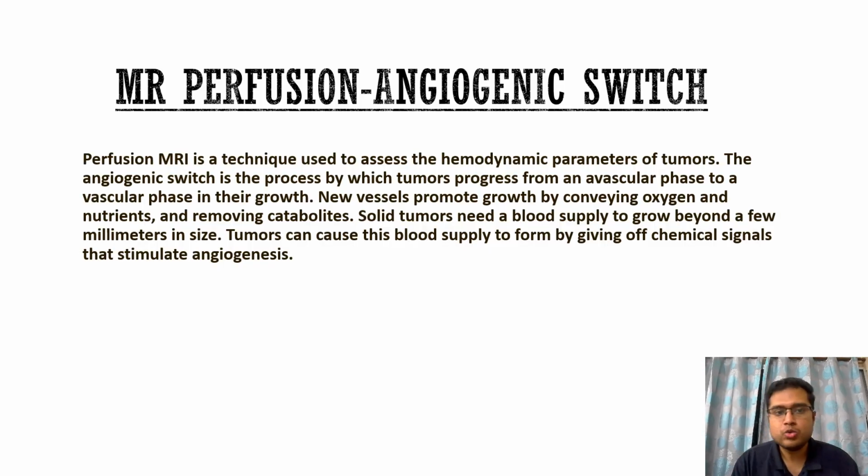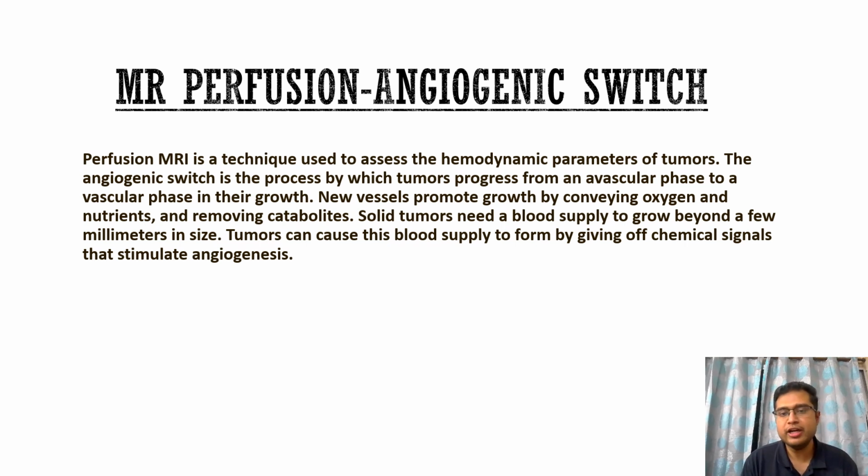So the angiogenic switch that is observed in MR perfusion is a technique which is used to assess the hemodynamic parameters of the tumor. The angiogenic switch is a process by which a tumor progresses from an avascular phase to a vascular phase in its growth. And the new vessels promote growth by conveying oxygen and nutrients and removing the catabolites.